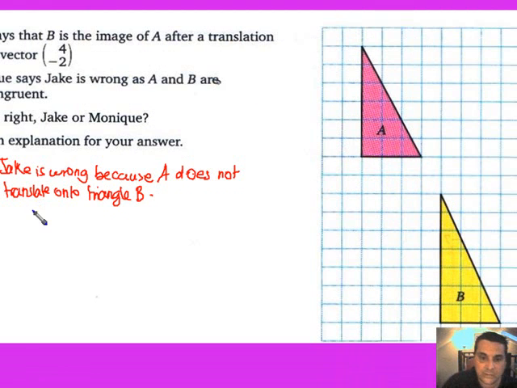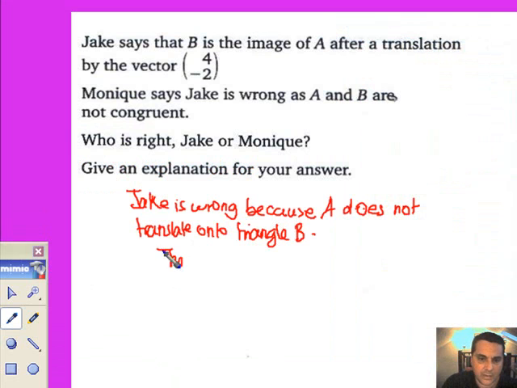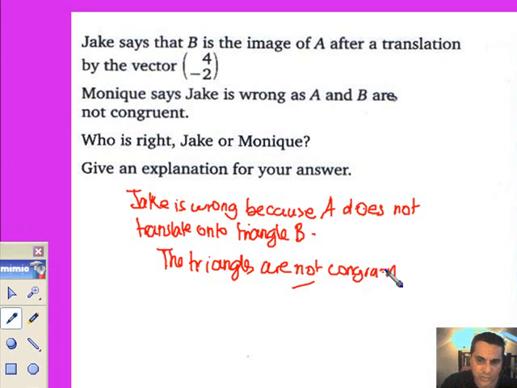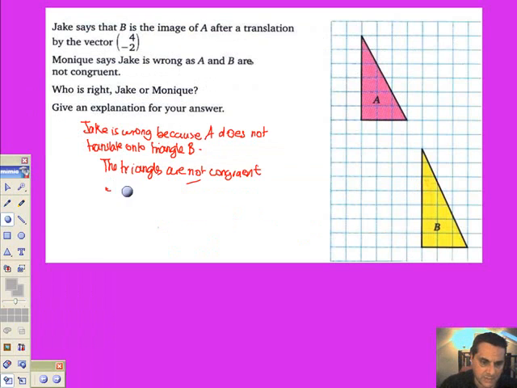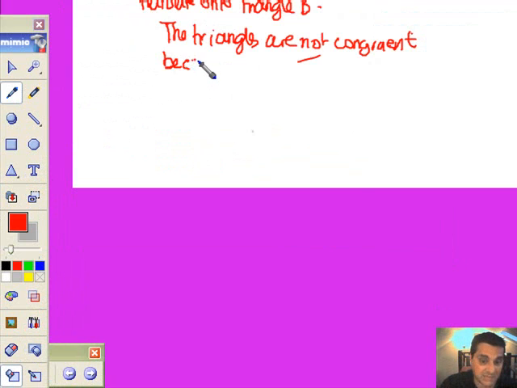No. So, right. The triangles are not congruent. We have to give an example, right? Just to prove it, rather than just saying, "Oh, Monique is right; they're not congruent." Because, let's give one reason. This pen's really getting stuck.